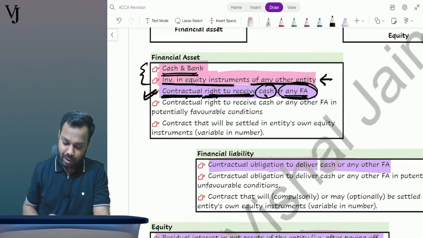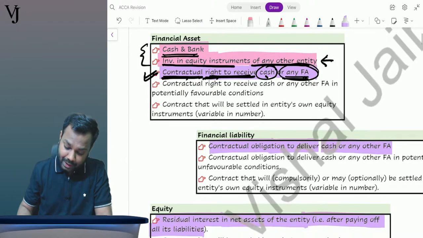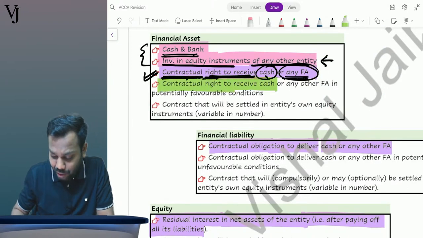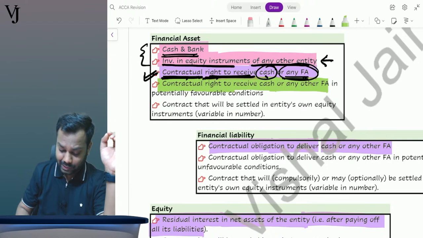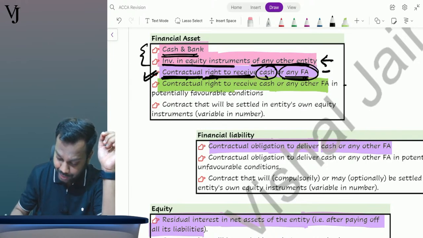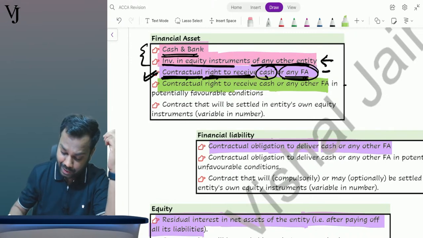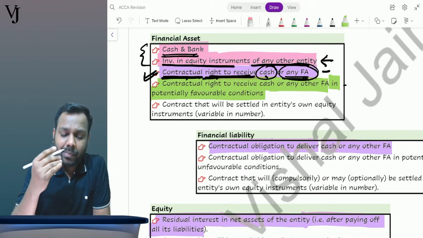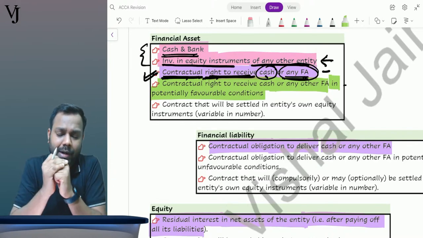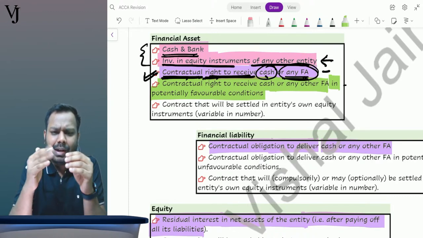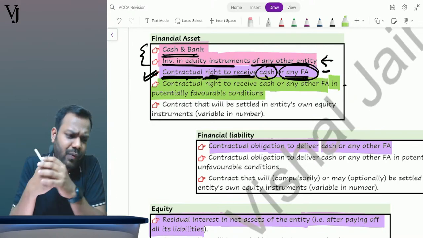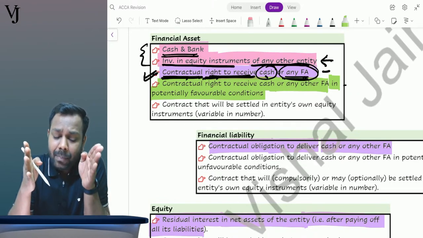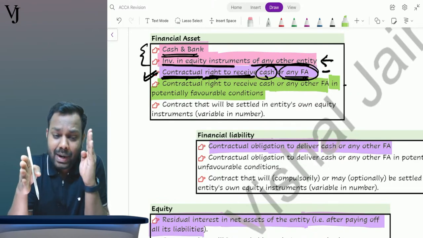Now, again, coming to the meaning of financial asset. Now, see, there is one line here: contractual right to receive cash or any other financial asset. This point and this point are the same so far. But now here I am writing something else: in potentially favorable condition. Now let's suppose two parties enter into a contract. And the contract is whether it will rain or not today. If it rains, I will give you $100. If it doesn't rain, you will give me $100. Now in this contract, one party will win, one party will lose.